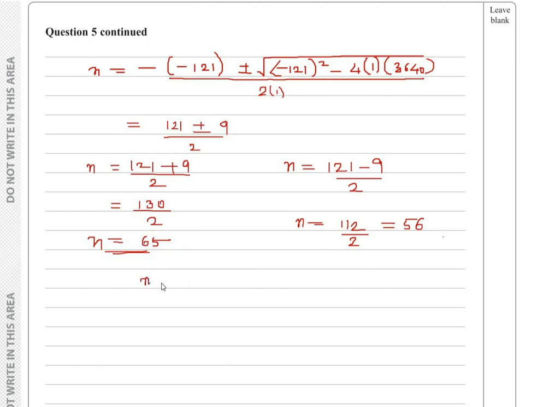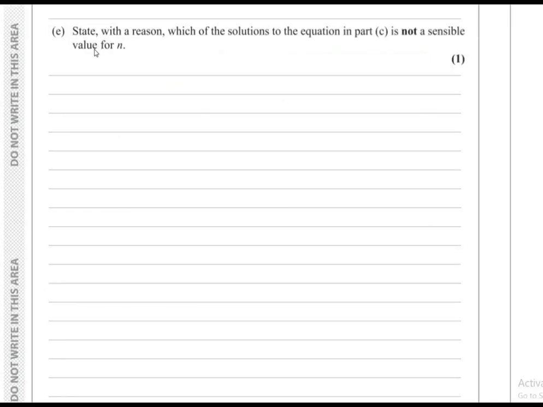So we can write it as factors as well. n minus 65 and n minus 56. These are the two factors of n. Now the last part of the question states with a reason which of the solutions to the equation in part C is not a sensible value for n.